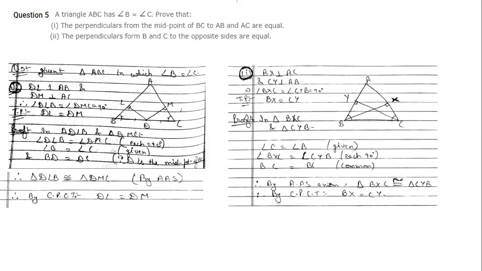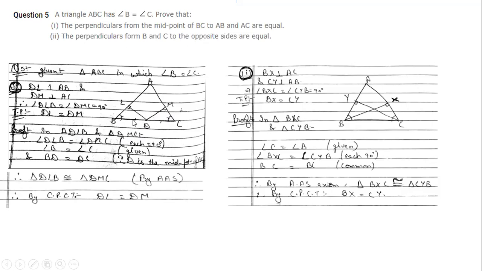So write down the given: triangle ABC in which angle B is equal to angle C. DL is perpendicular to AB. DM is perpendicular to AC. Angle DLB is 90, angle DMC is 90. We have to prove DL is equal to DM. Now come to the triangles. In triangle DLB and triangle DMC, angle DLB is equal to angle DMC, each 90 degrees. Angle B is equal to angle C, it is given to us. Angle, angle.